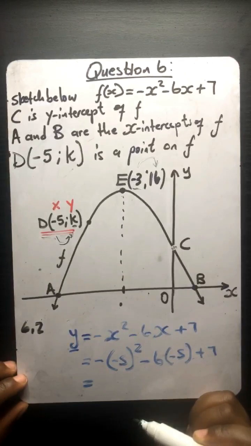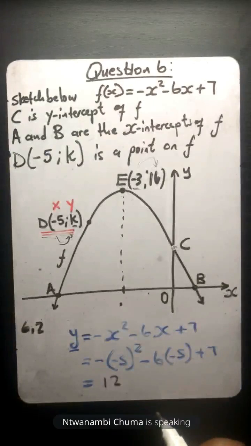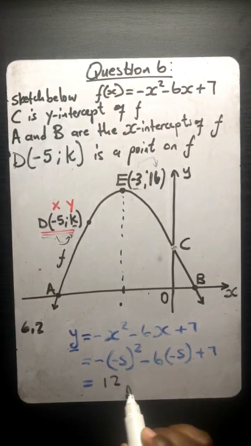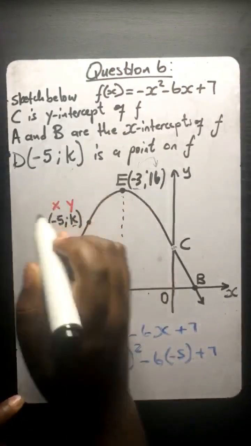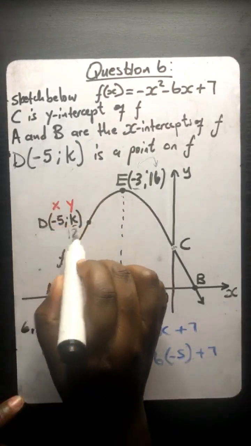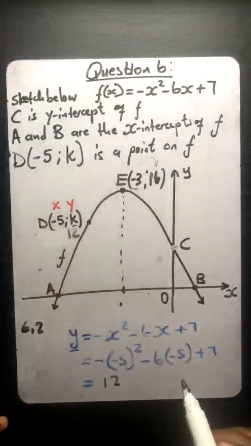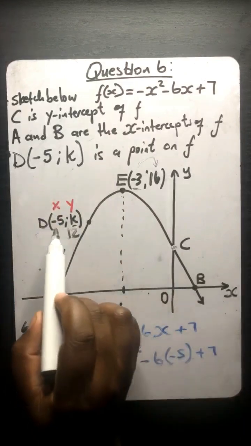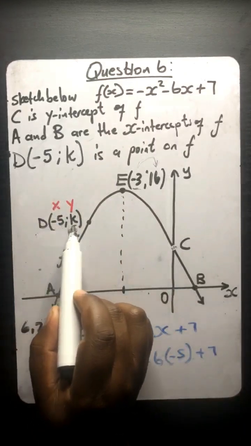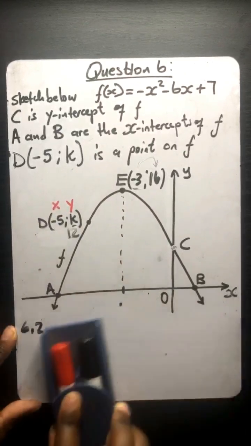12. Is it everyone who's getting 12? Sir. Mm-hmm. I think that was a yes. So that means the k value is actually 12. So that means at that point you are having your x value being negative 5, which was given, and the y value being that. So that's how you easily work out that problem.